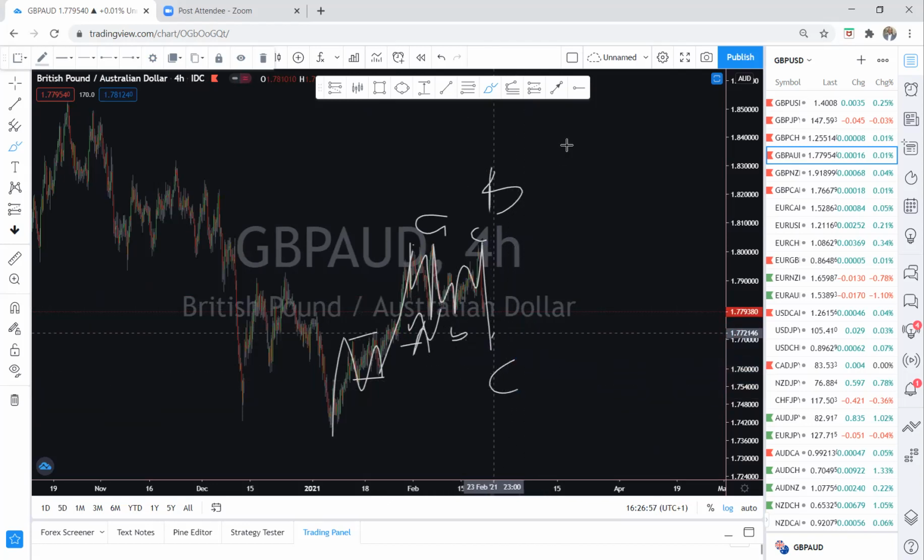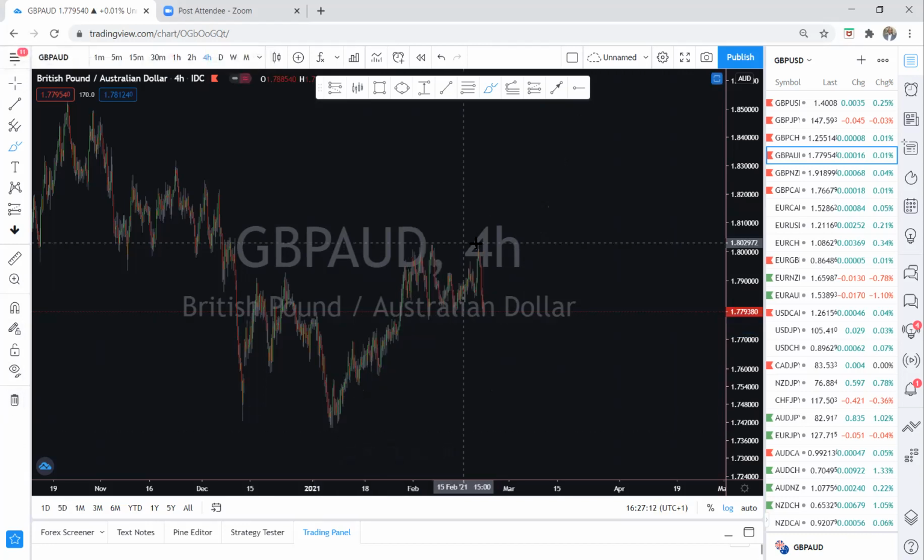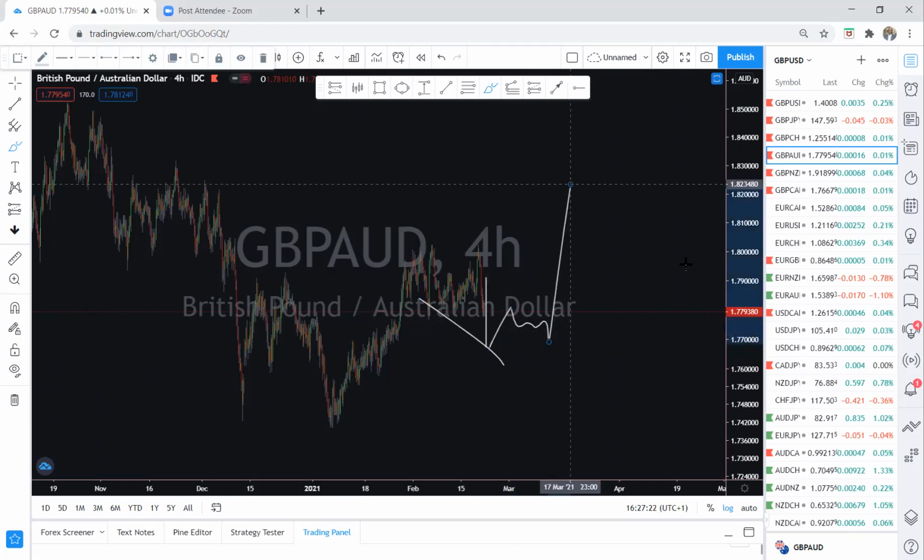From here, I expect a move to the upside to complete the structure that we identified in the weekly. So allow GBP AUD to make a beautiful downside, and let's see what happens at this level. If we can get an impulse here and a correction, then that is a sure trade to the upside. It's not less than 500 pips, guys.